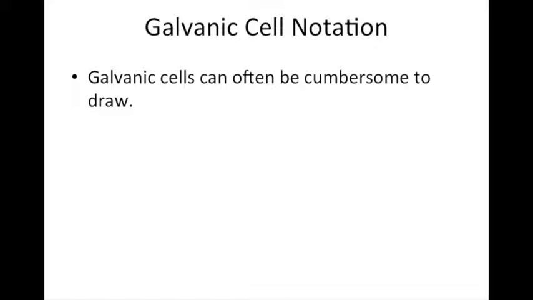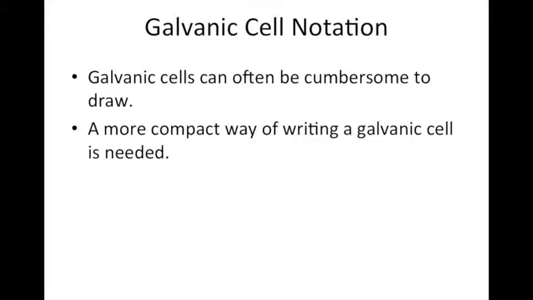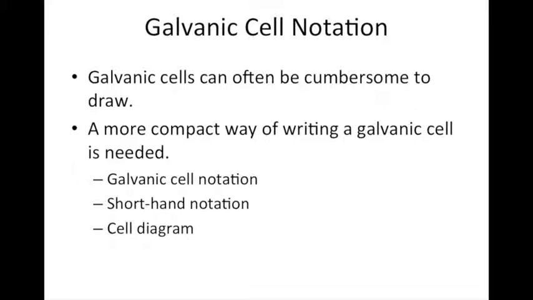In this video, we're going to discuss the galvanic cell notation. Galvanic cells can often be very cumbersome to draw, so we'd like a more compact way of writing a galvanic cell when we need to. This shorthand way of writing a galvanic cell is called the galvanic cell notation. It's also sometimes called a shorthand notation or a cell diagram.